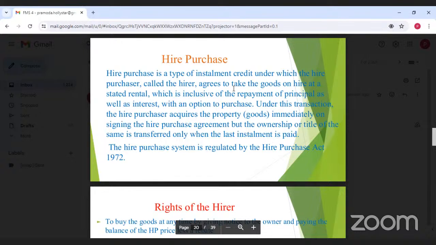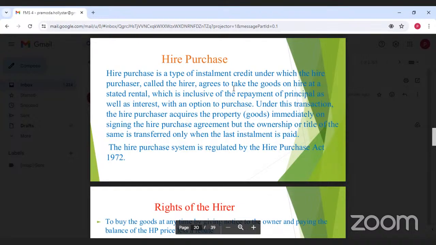Under installment, what happens? The basic difference between the installment system and the hire purchase system is that under the installment system you will make the down payment and buy a product. The rest of the amount you are going to pay on a monthly basis on EMI installments. But after paying the down payment, immediately that property will be transferred to your name. It can be a two-wheeler, four-wheeler, anything.